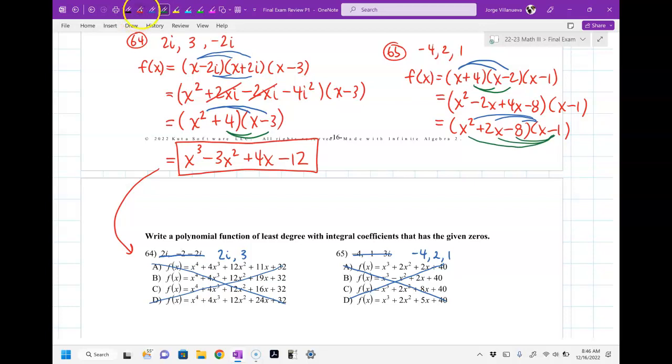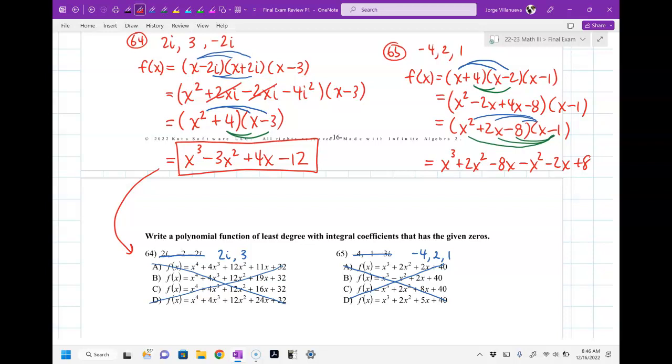All right, so here we go. So x times x squared is x cubed. X times 2x is 2x squared. And x times negative 8 is negative 8x. Negative 1 times x squared is negative x squared. Negative 1 times 2x is negative 2x. And negative 1 times negative 8 is a positive 8.